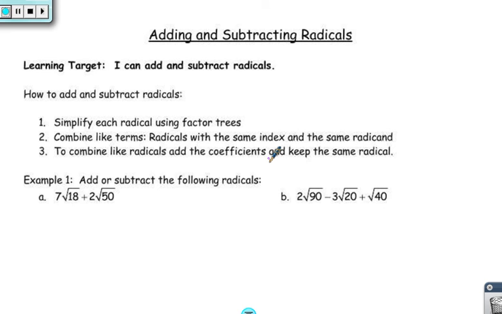If you have the exact same radical, like the square root of 6 plus 4 square roots of 6, you add the coefficients, so add 1 and 4, and that makes 5 square roots of 6. All right, so look at our first example. 7 square root of 18 plus 2 square root of 50.